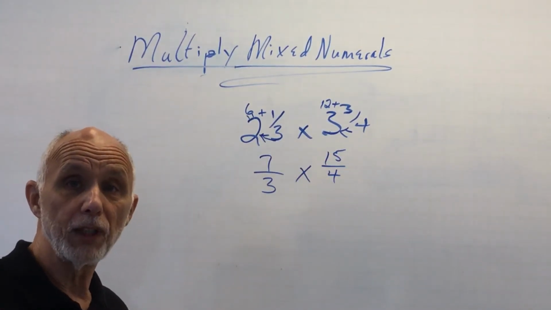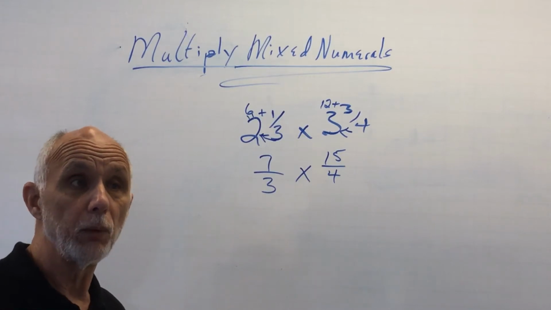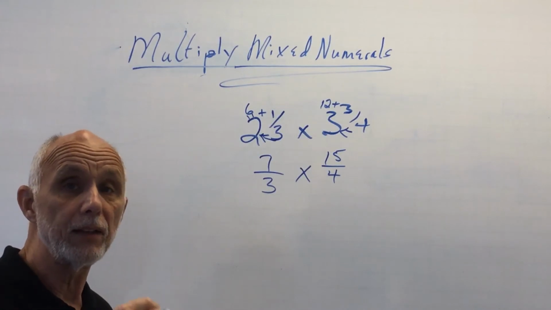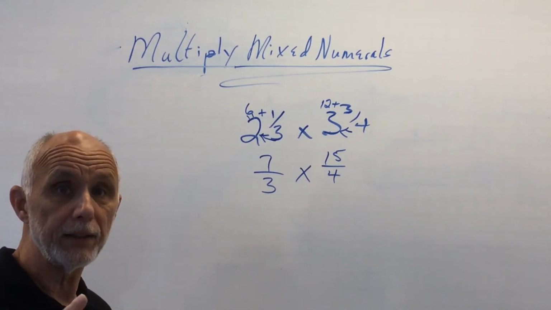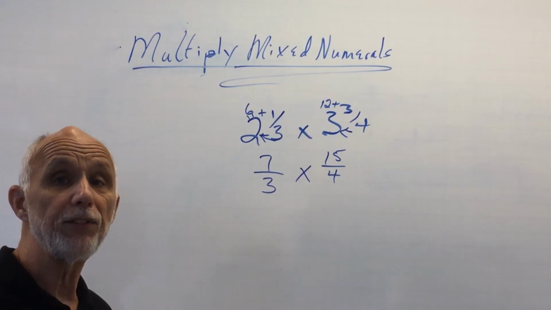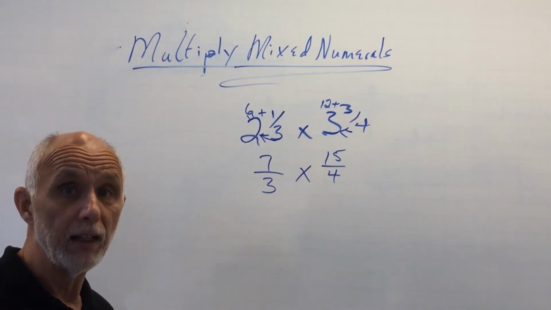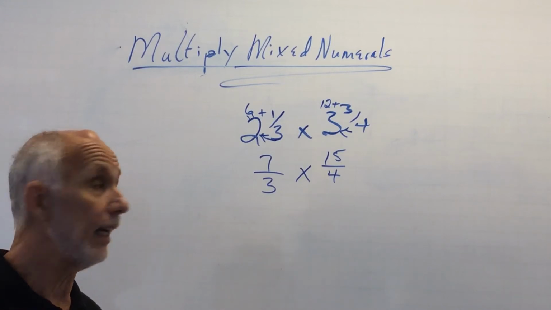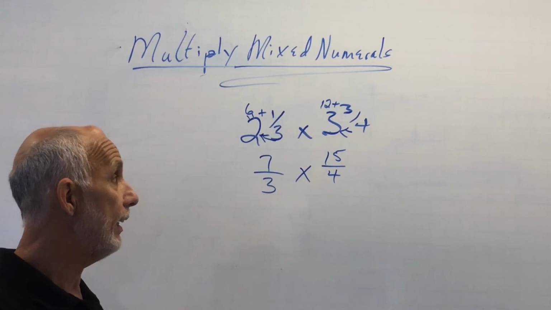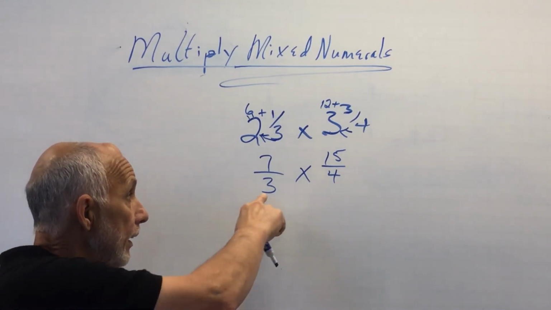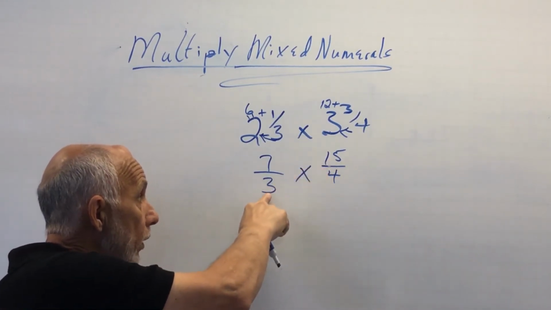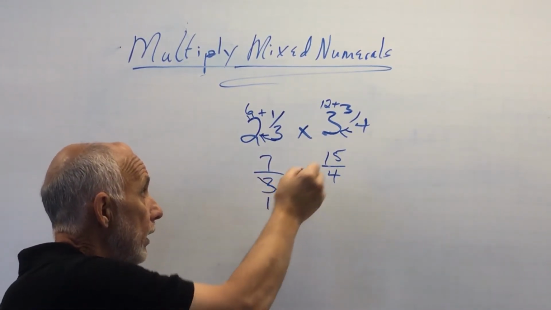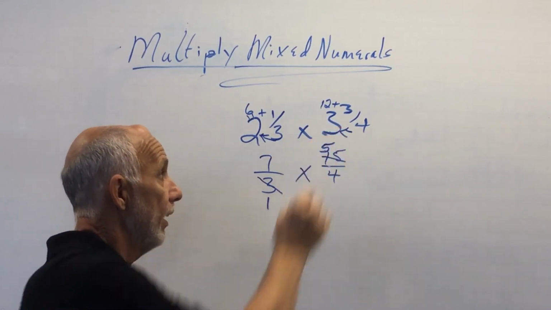Now I don't have mixed numerals anymore. Now I have fractions. So what do we do with fractions? We multiply numerator times numerator, denominator times denominator. But wait. Simplify before you multiply will make it easier to multiply, and it'll make it easier to simplify at the end. So can I simplify any top with any bottom? I can. 3 and 15. What goes into both 3 and 15? 3 does. 3 goes into 3 once. 3 goes into 15 5 times.